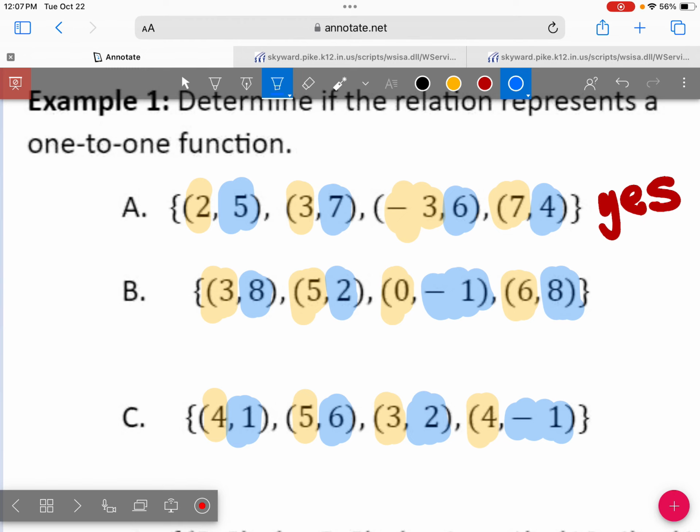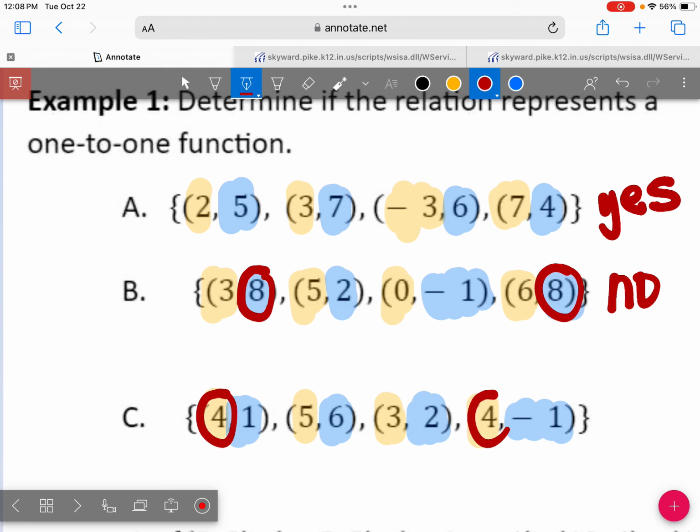So who would say B is one-to-one? Raise your hand if you say yes. Who says no? All right, where's the repeat? 8. So this is a repeat, so that's a no. What about C? Who says yes? Who says no? All right, where's the repeat? 4. So that wouldn't be a function or one-to-one. So that's a no.